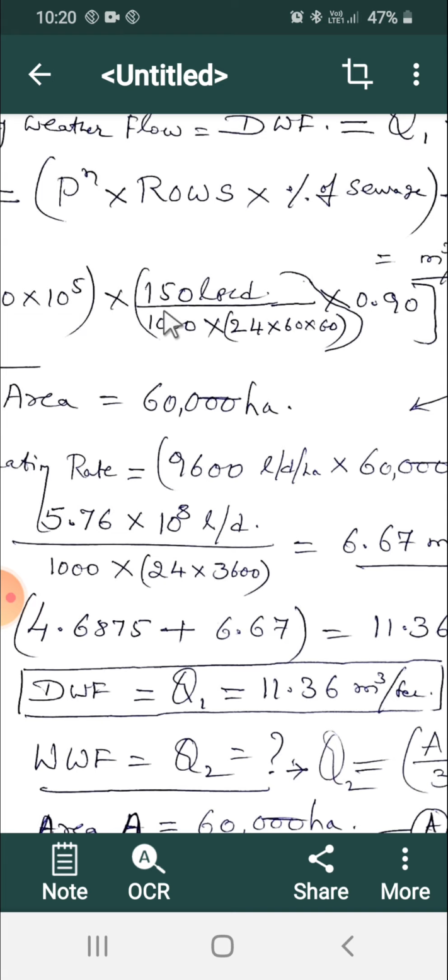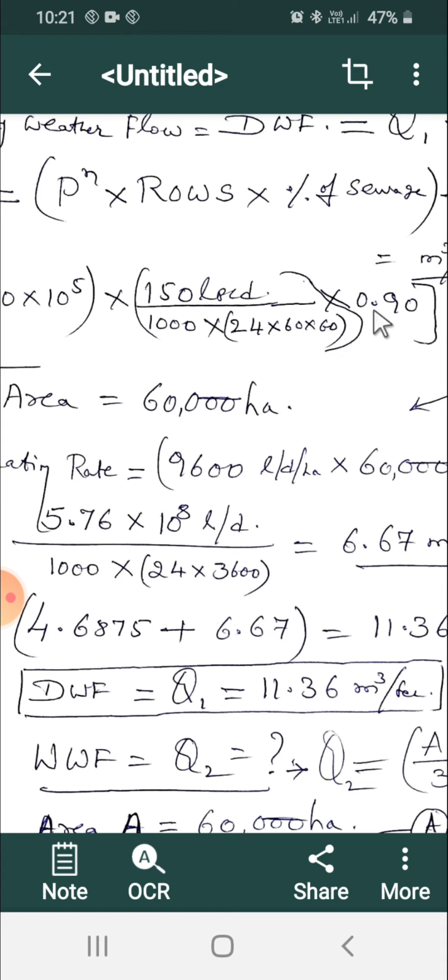Now the rate of water supply is 150 LPCD. What is liter? You have to convert in terms of metric cube. 1 metric cube is equal to 1000 liters, that is why liter divided by 1000. Next, per capita per day. Capita means population, day means how much per day it is, that is in the denominator. That is why a day is 24 hours into 60 minutes into 60 seconds. You have to convert in terms of seconds. Now liter becomes metric cube, so metric cube per second.